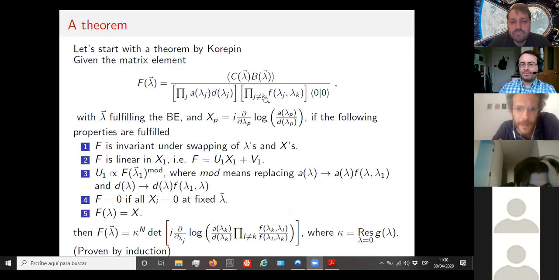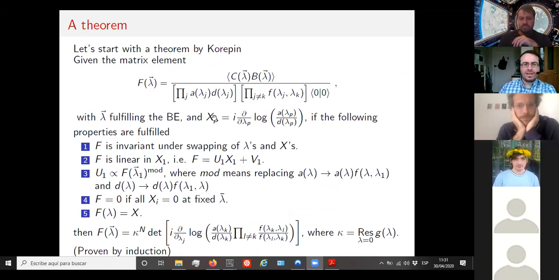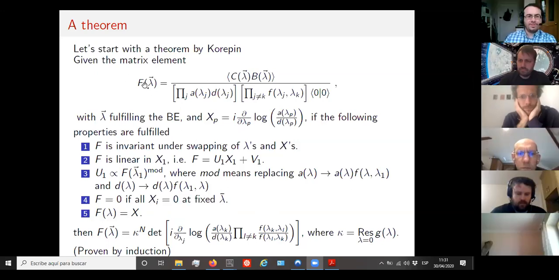So basically, the paper starts by giving you the form of the norm of a Bethe vector, and after that, he gives you this theorem. You define this function f, which is the norm of a Bethe vector divided by these functions here, with lambda fulfilling the Bethe equation. He also defines this x here as the derivative of the logarithm of a divided by d. Then if the following five properties are fulfilled, this f is related to the Gaudin determinant, which is the determinant of the derivative of the logarithm of the Bethe equations. He proves this theorem by induction, and most of the time, computing scalar products ends up being done by proof by induction. So what are the five properties this f should fulfill?